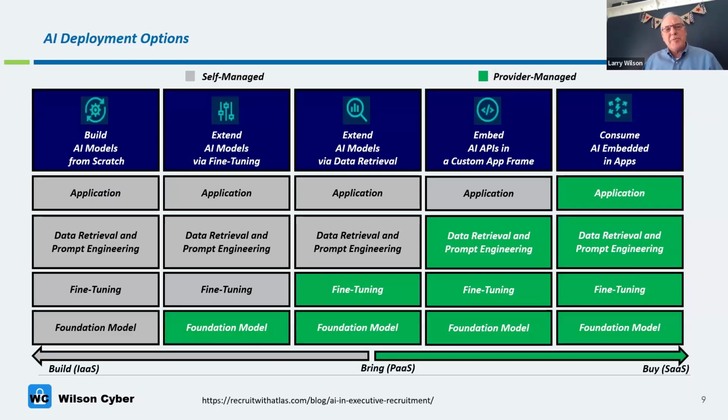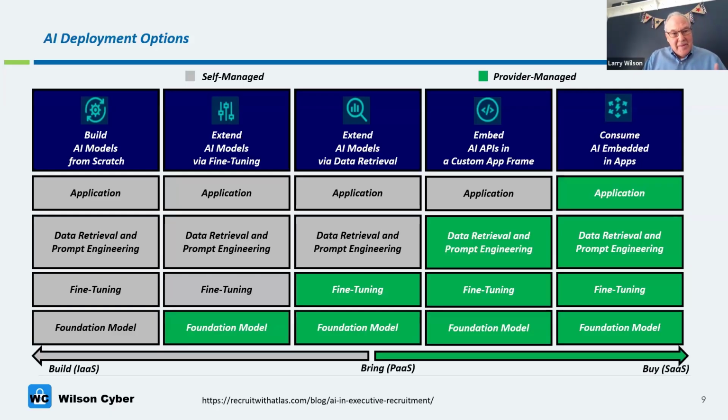So here are the different options for deployment. On the left, we build our own. On the right is the supply chain. We consume AI in apps. So that's like supply chain risk management or third-party apps. When we build our own, we start with a foundation model, fine-tune it, retrieve the data, do prompt engineering, and then ultimately the application is developed. That's build your own, or infrastructure as a service.